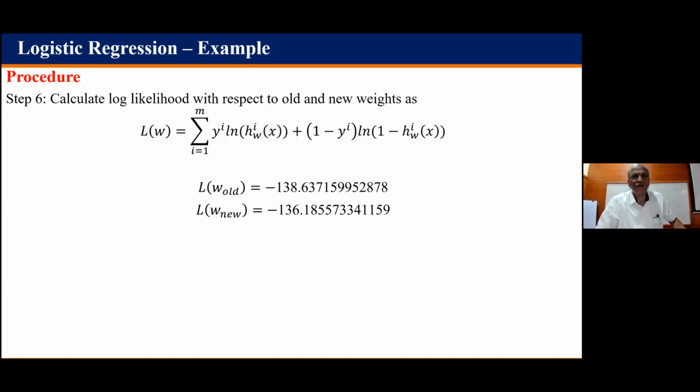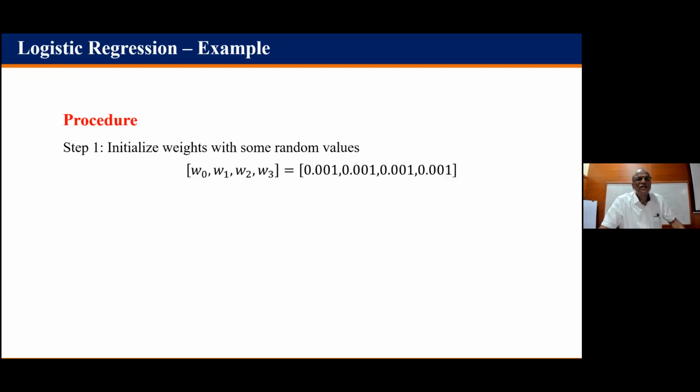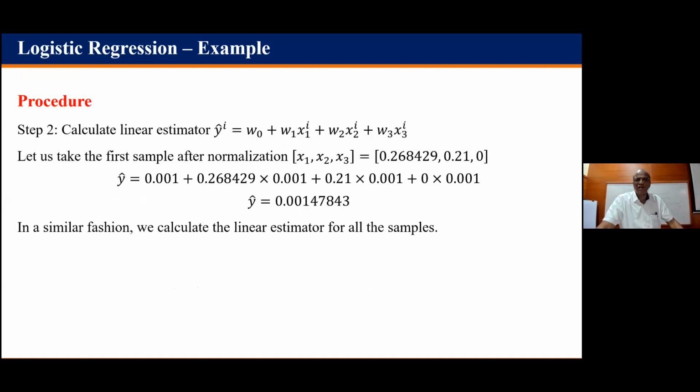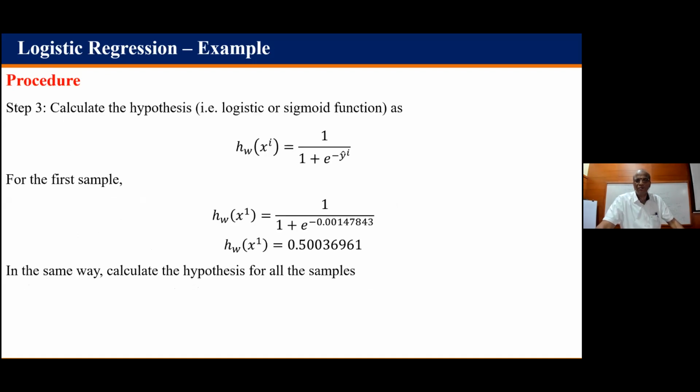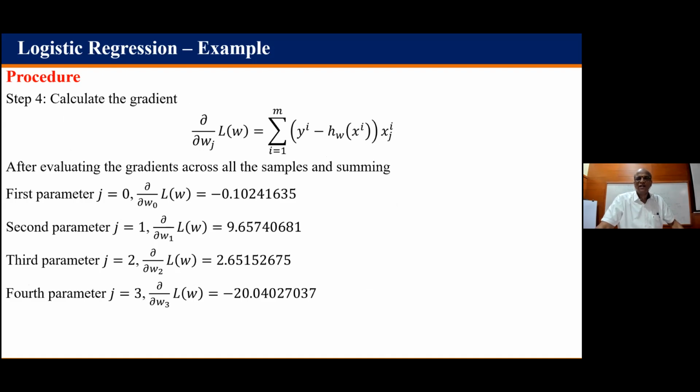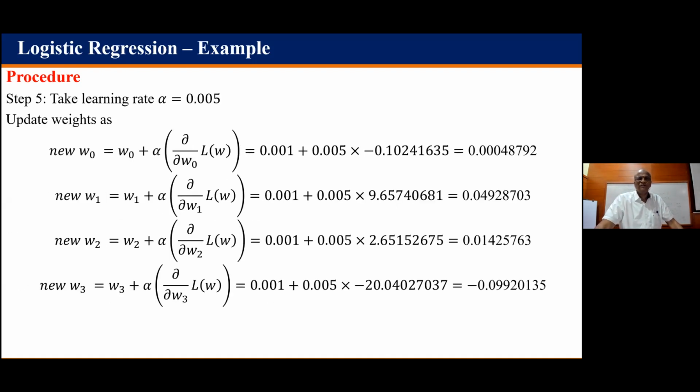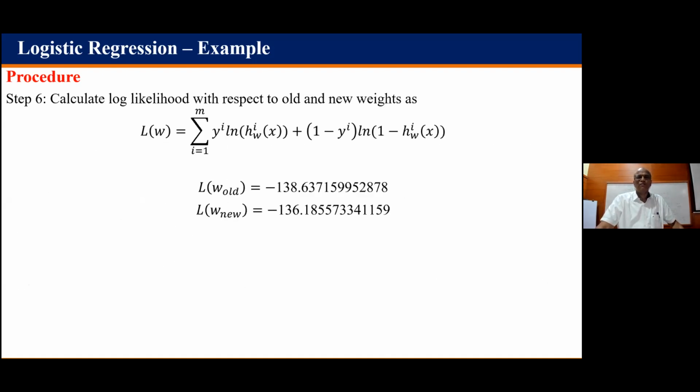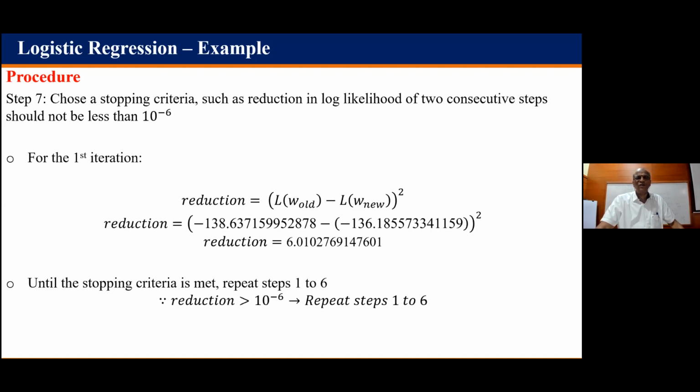What are these steps 1 to 6? Step 1, initialize the weights with random values. Step 2, calculate the linear estimator. Step 3, calculate the hypothesis. Step 4, calculate the gradient. Step 5, learning rate. Step 6, calculate the log likelihood and see the reduction.